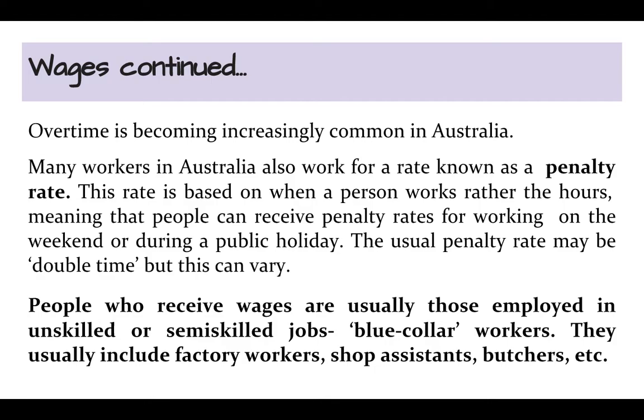People who receive wages are usually those employed in any unskilled or semi-skilled jobs. This is a blue-collar worker, like a tradie. They usually include factory workers, shop assistants, butchers, etc. So these aren't professionals earning wages. These are blue-collar workers.